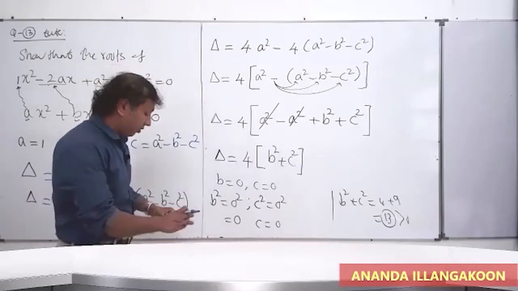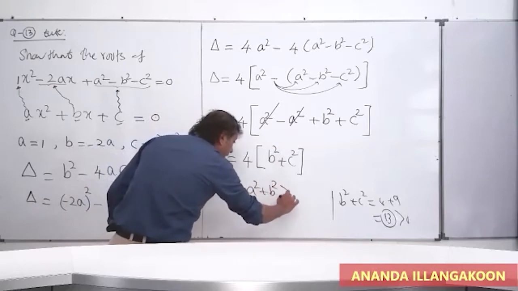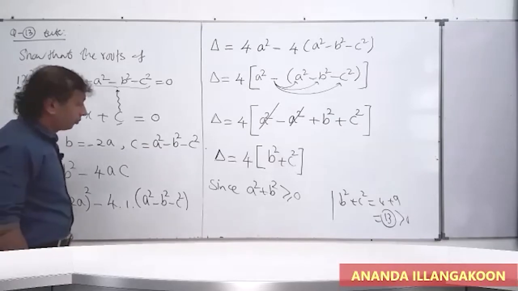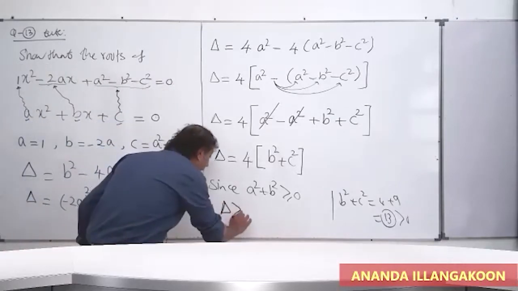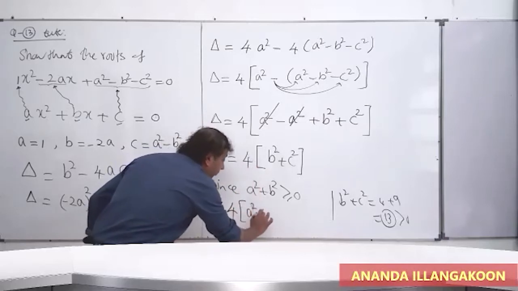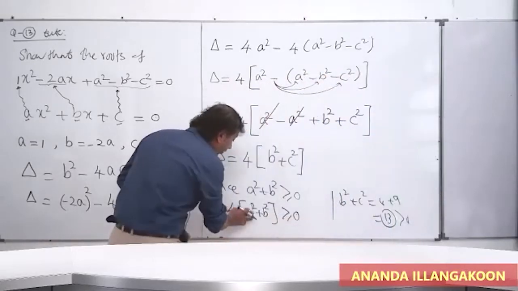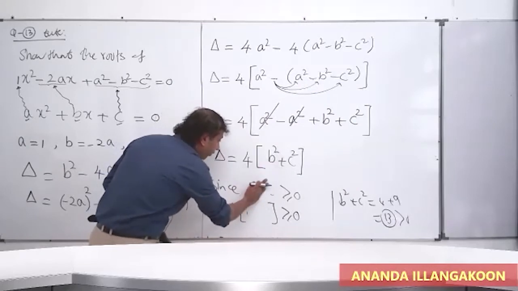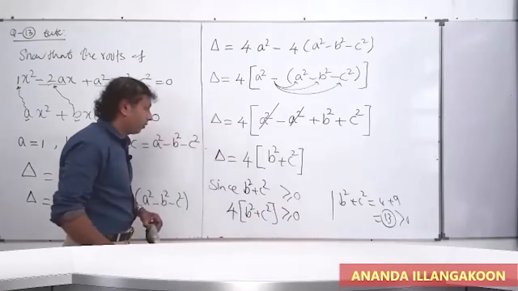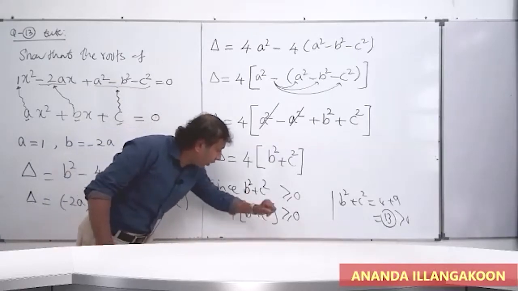Okay, then we can write the answer like this. Since b squared plus c squared is greater than or equal to 0, and here we have a multiplication by 4, 4 times b squared plus c squared is greater than or equal to 0. Multiply that by 4, and that is also greater than or equal to 0.